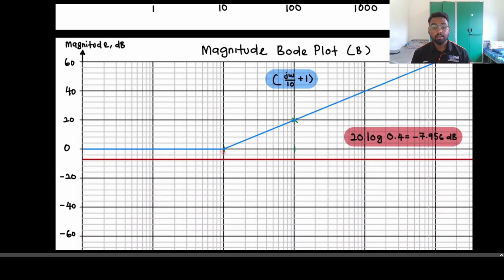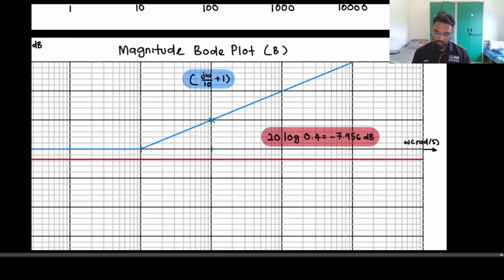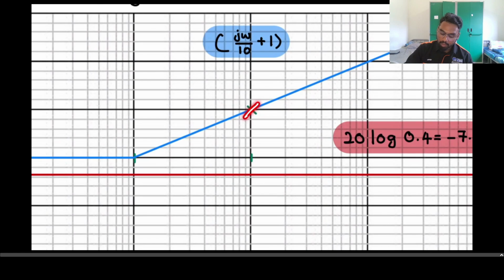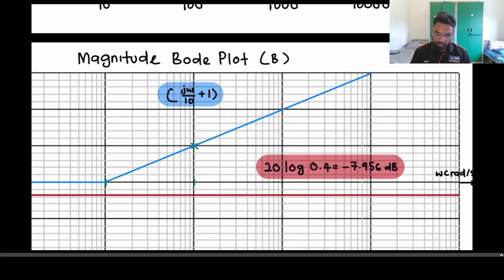So after reaching the 10, we are going to have an increment of 20 decibels per decade. So if our value of 0 is 10, our 1 decade is multiplied by 10, so we will have 100. Go ahead and plot another coordinate here. Using these two coordinates, we are going to draw a straight line until it reaches the maximum.